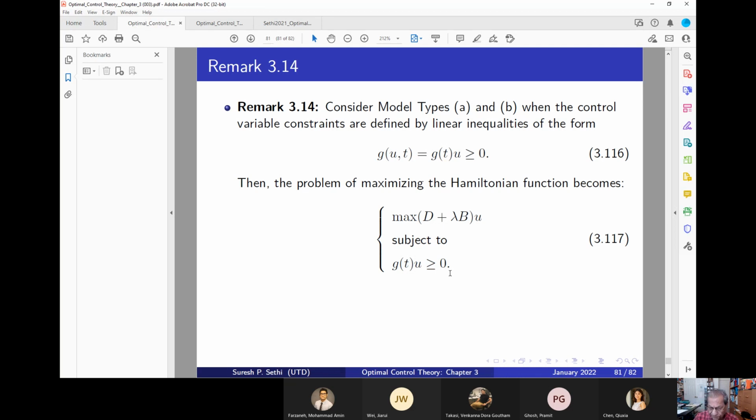So the bang solution in fact becomes that kind of a solution. And we will see an example of this in chapter 5. In the finance chapter, we'll see an example of this.